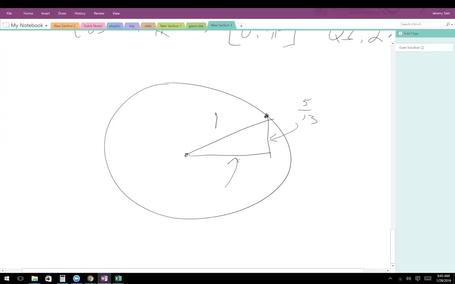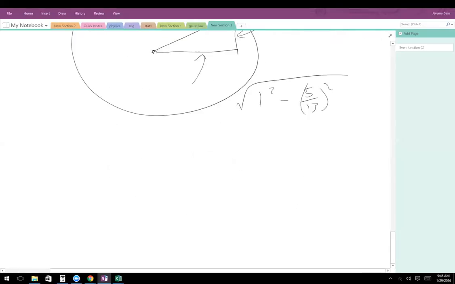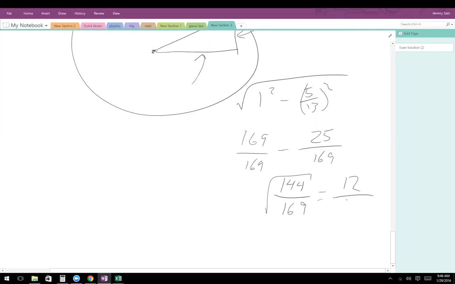If I know 1 and I know 5 over 13, how do I find the other side of a right triangle? Pythagorean theorem. So square root of 1 squared minus 5 over 13 squared, which is 25 over 169. 1 squared is 1, which I'm going to write as 169 over 169. Subtract them, I get 144 over 169. And so the square root is 12 over 13.